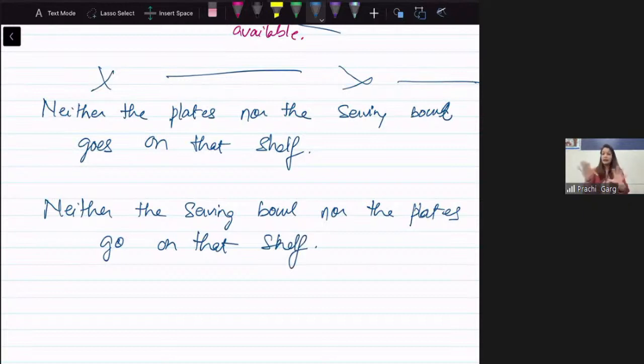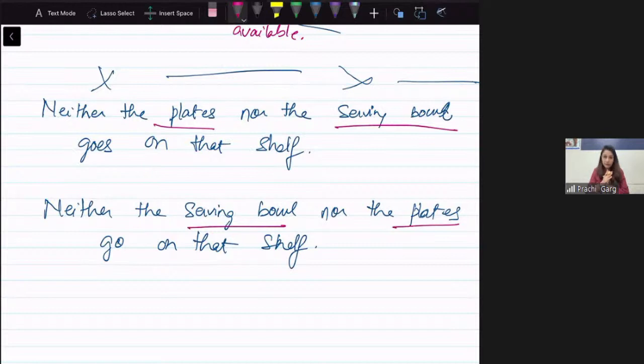Both the sentences are correct. There is no problem in the sentences. What I am trying to tell you here is there are two subjects. One is plates and one is a serving bowl. Similarly, in the next one also we have serving bowl and we have plates.